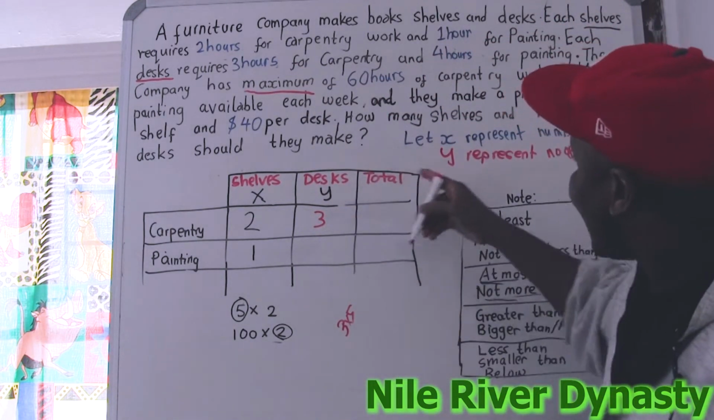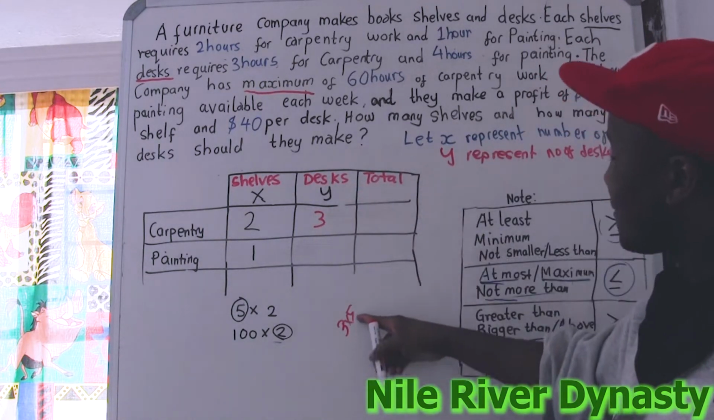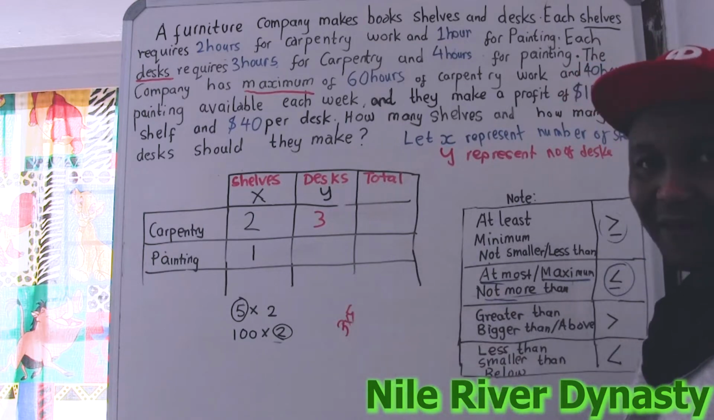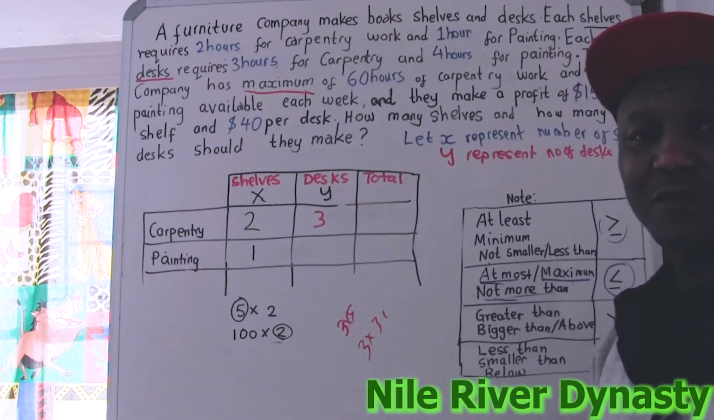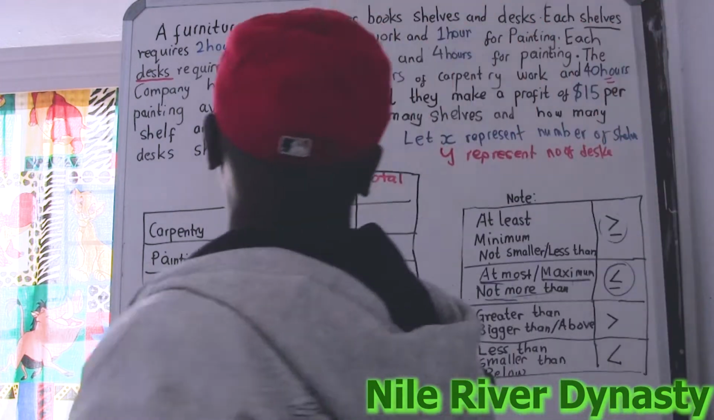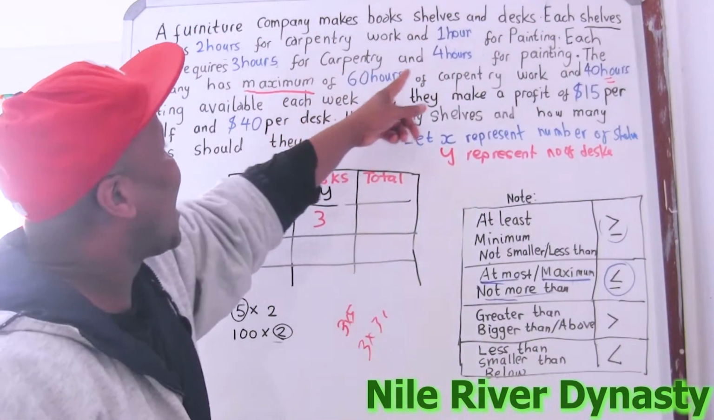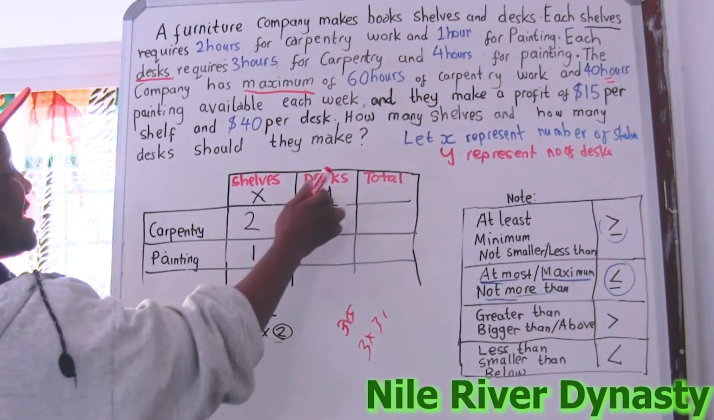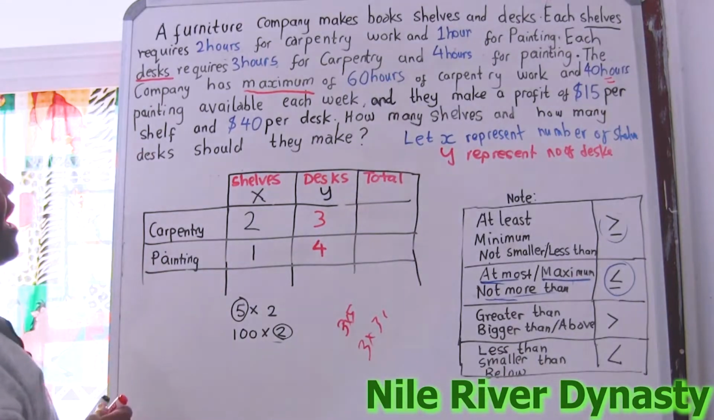Each one is 3 hours. So let's call Y represents desk. So we're going to say 3. If there are 5 desks, it's going to be 3 times 5. If there are 30, it's going to be 3 times 30, because each one takes 3 hours. Here we go. Now they say 4 hours for painting. So here in the desk, 4 hours for painting.